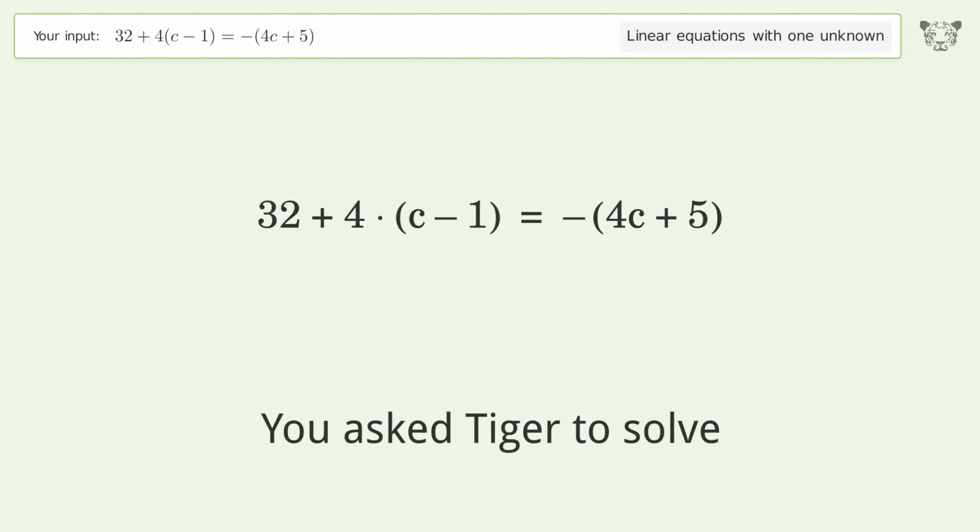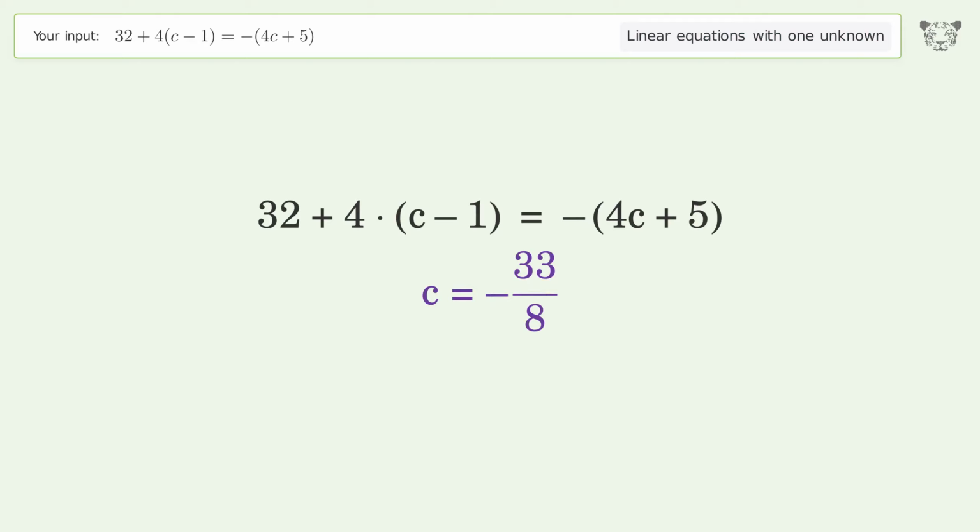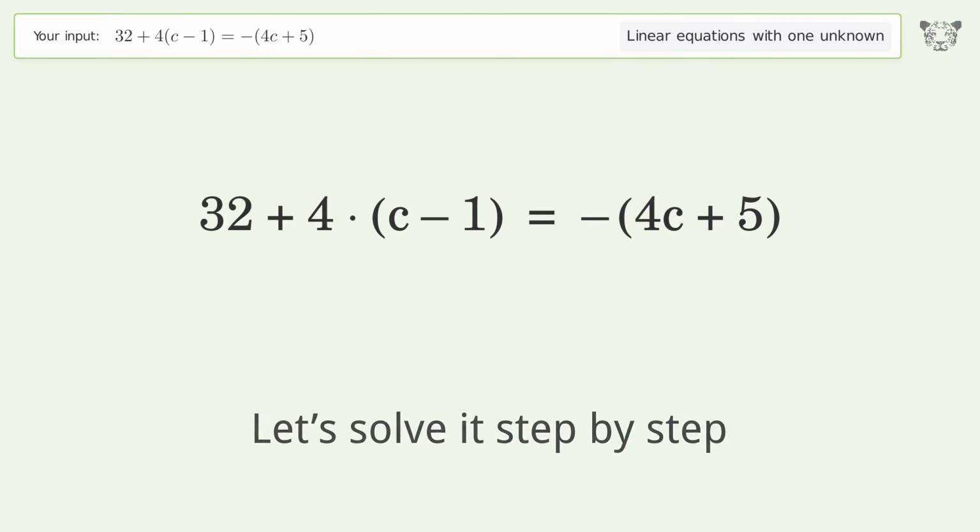You ask Tiger to solve this. This deals with linear equations with one unknown. The final result is c equals -33/8. Let's solve it step by step.